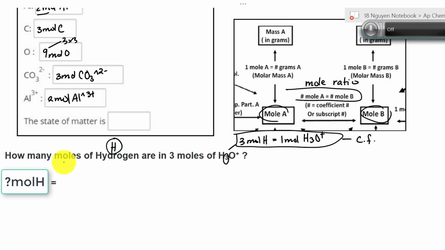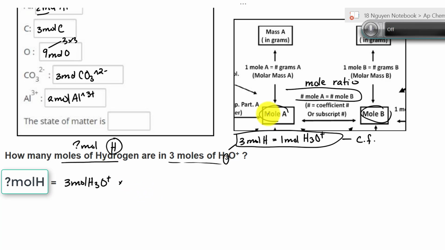So let's solve this problem. Of course, we are looking for moles of hydrogen, which we have right here. Always start from your given, which in this case is 3 moles of H3O plus. And of course, for your answer, you have to use a caret symbol to indicate the charge, but not in this video. In this case, we multiply.